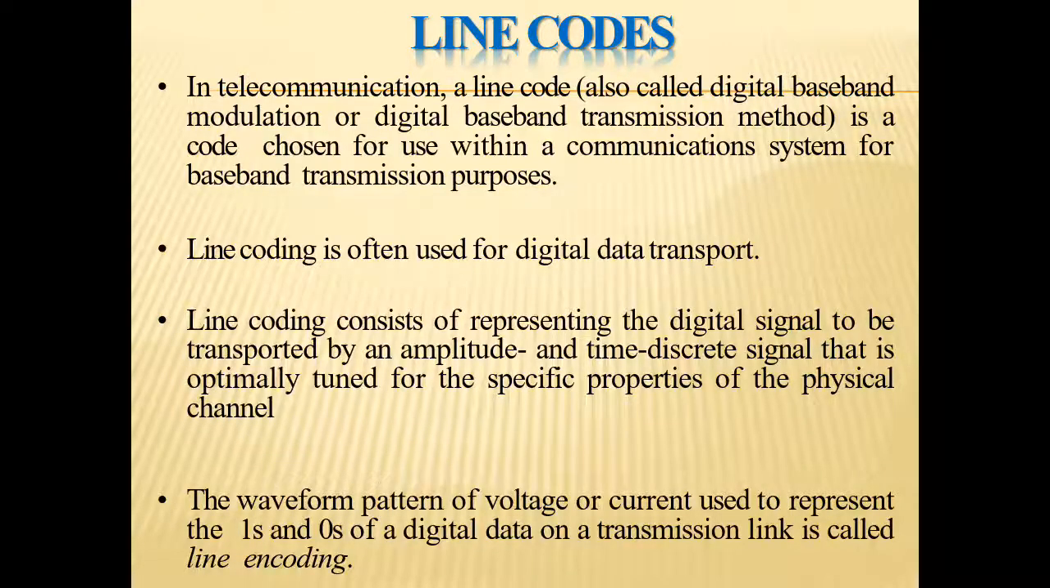So what is meant by line code? Line code is a baseband digital modulation method. It is also called digital data transport. The amplitude and discrete information are being conveyed as a digital signal 1 and 0. Therefore, line code is defined as a waveform pattern of amplitude and current values represented in the form of binary data 1 and 0 transmitted on a transmission link.